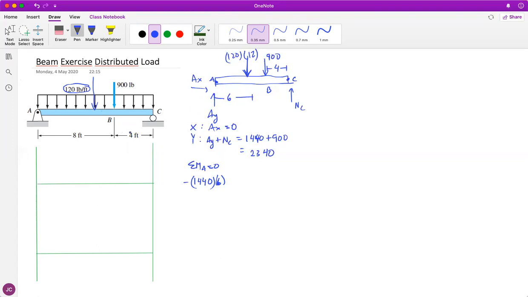This other guy is how much? Now, I need to walk 8 to get the 900. So 900 times 8, and this is also, oh my God, also a negative, plus NC. Now NC is going the other way around, times 12, equals to 0. Now with this information, I can get NC. Can I get rid of this? I don't know, I will try that later. So NC equals to something.